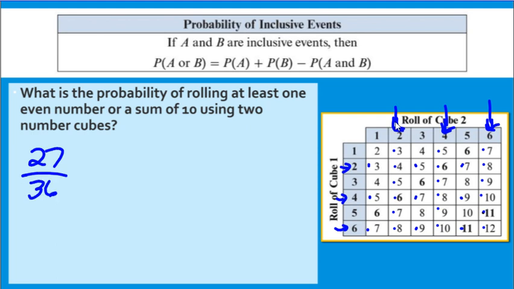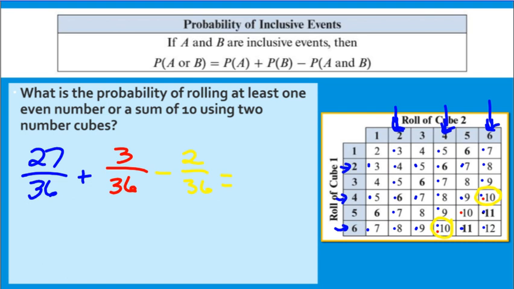I used at least one even number, plus the sums of 10. So I'm going to put a red dot where there's sums of 10. 1, 2, 3. So there are 3 sums of 10. So 3 out of 36. And then I'm going to subtract the ones that have both dots, both red and blue. This one has both red and blue. This one has both red and blue. So I need to subtract those two. So 2 out of 36.